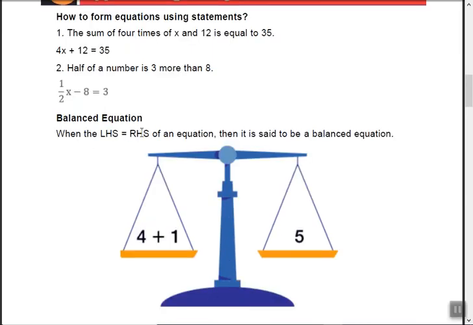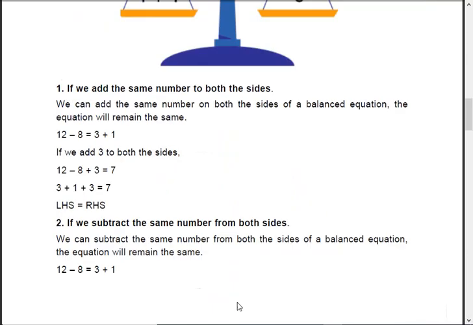When LHS equals RHS of an equation, it is said to be balanced. Every equation is balanced. Very simple. Because LHS is equal to RHS, that's why we solve it. This is just an expression given, or name given, balanced equation. Okay. Some important points about the equations now.